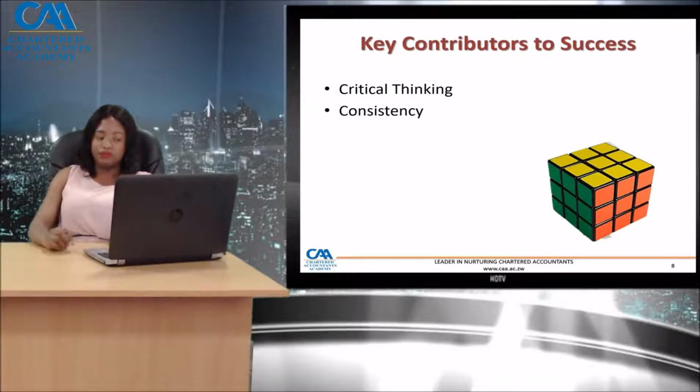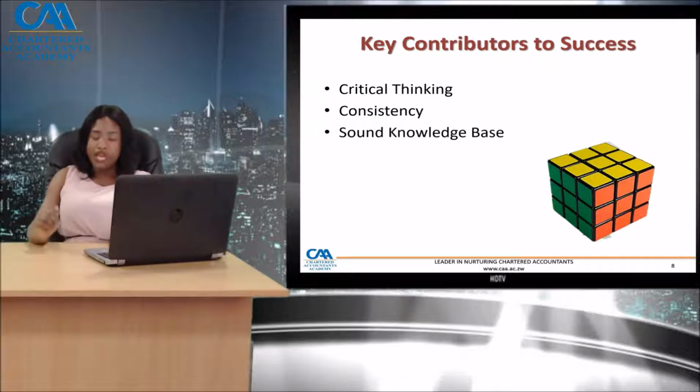And as I said before, with regards to the knowledge base, with regards to the workflow, make sure you have a sound knowledge base. Make sure you have the knowledge. Practice makes perfect. If you have the knowledge and you then get scenarios, you can even get scenarios from a newspaper. If you see a tax issue in a newspaper, apply that knowledge as you practice.